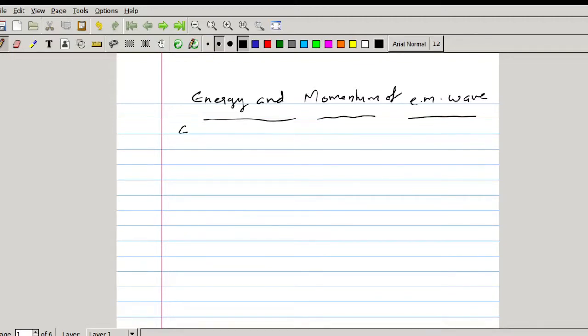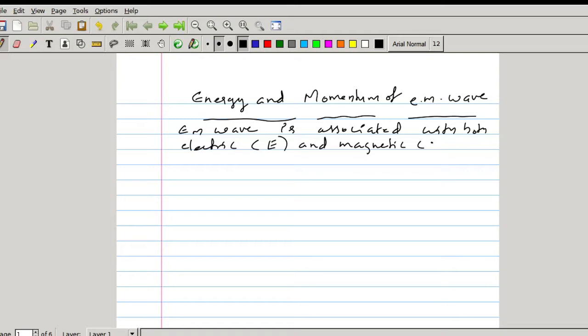Electromagnetic wave is associated with both electric and magnetic field vectors. So the energy is carried by electric and magnetic fields.